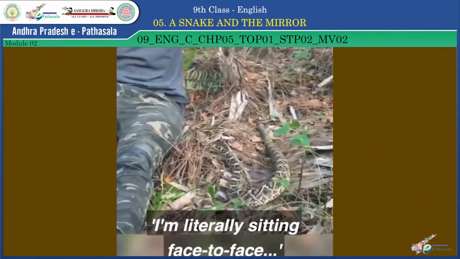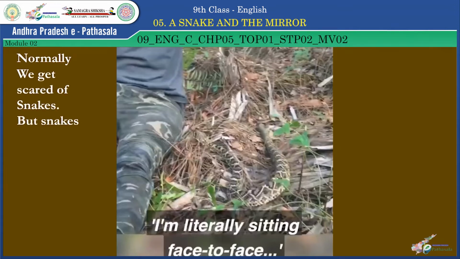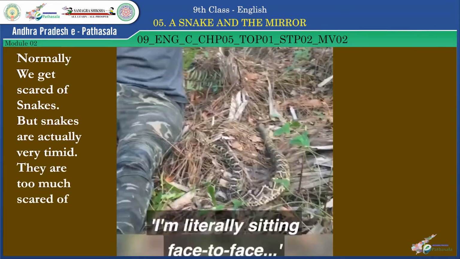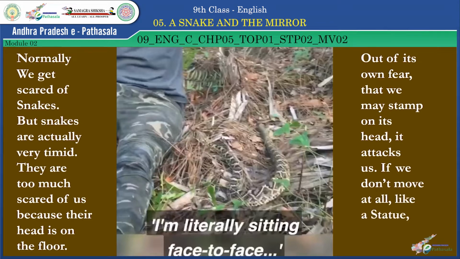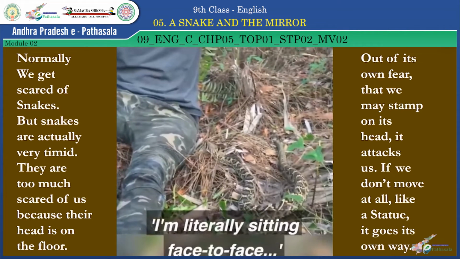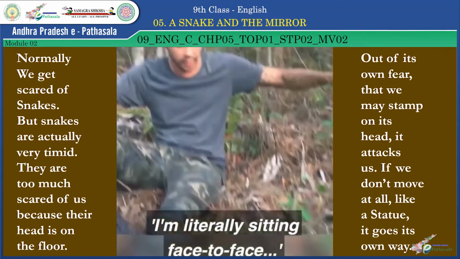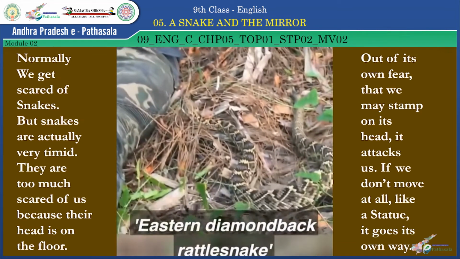Normally, we get scared of snakes, but snakes are actually very timid. They are too much scared of us because their head is on the floor. Out of its own fear that we may stamp on its head, it attacks us. If we don't move at all like a statue, it goes its own way. Understood, children? Come on, let's watch the video now.